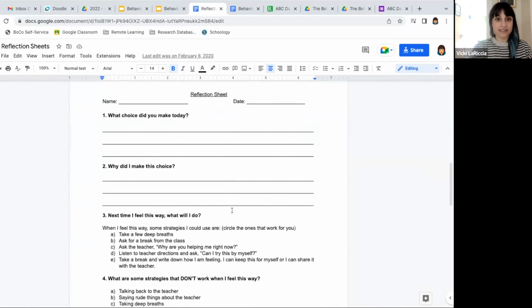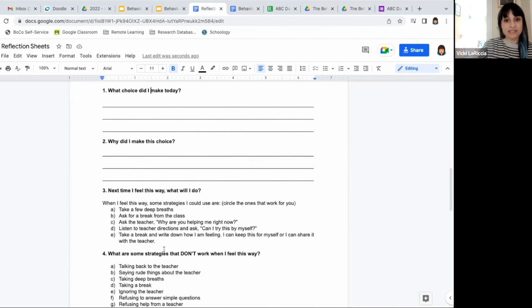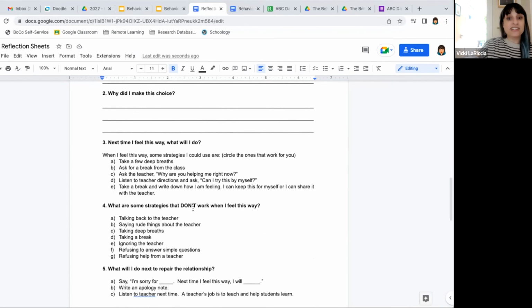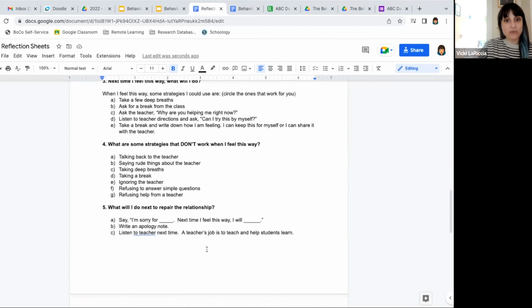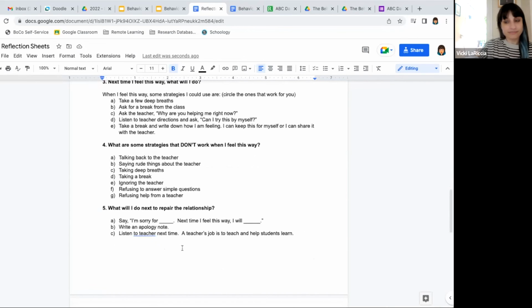Here's another one. This is more scaffolded because I made multiple choice options for the student. So what choice did you make today? Why did I make, oh, I should have, pronouns don't match here. That's a little annoying. Change it down. Okay. Next time I feel this way, what will I do? So it offers some options here. What are some strategies that don't work when I feel this way? And then what will I do to repair the relationship? Some options.